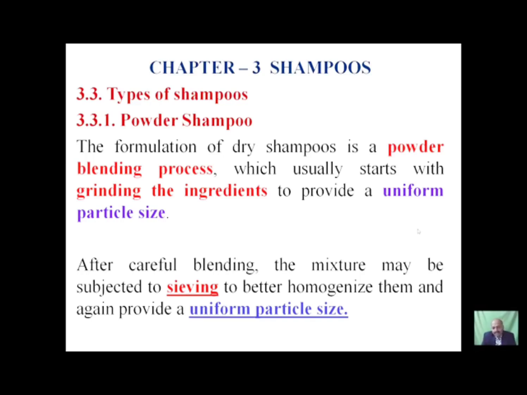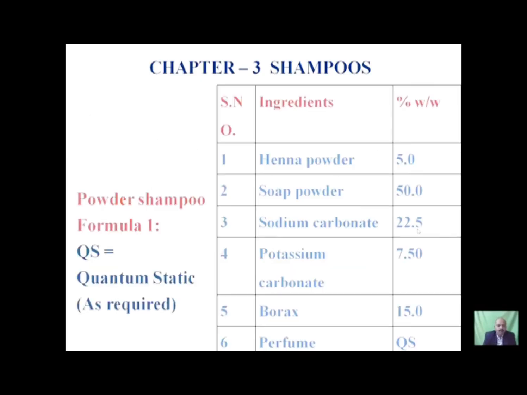After careful blending, the mixture may be subjected to sieving to better homogenize it and again provide a uniform particle size. So after complete blending, it is passed through the sieving machine to make the particle size uniform so that it can be applied properly on the hair. This is about the powder shampoo. We can see the formulations here.